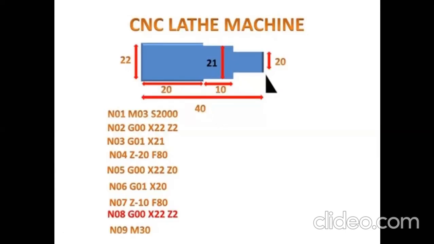The ninth position represents N09. N09 represents the last line, which is M30. We have to stop the programming because the final product is manufactured. Your step bar is manufactured, the turning operation is completed, so we have to stop the program. So this is your last step, M30. So your program is completed. This is the simple program for a CNC lathe machine turning operation.